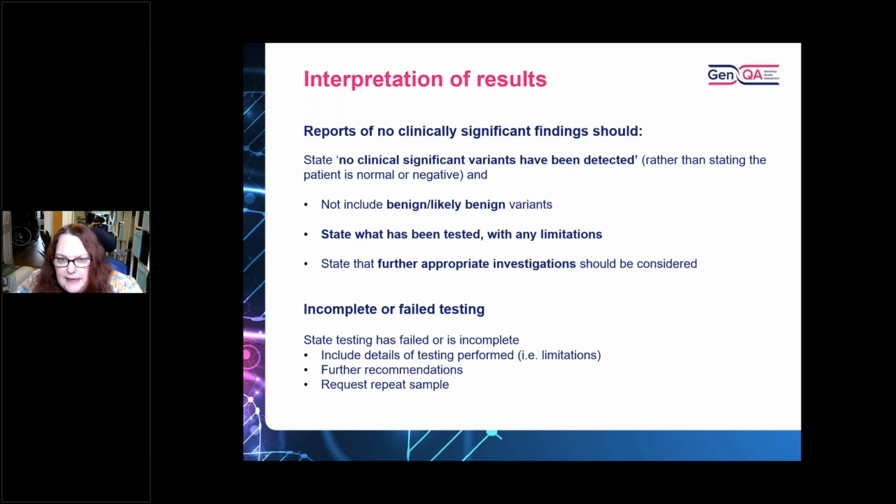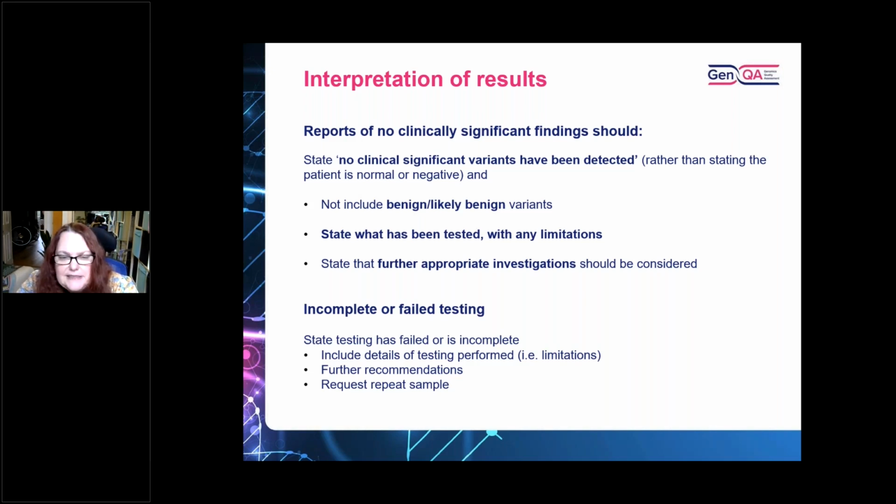It's really important how we report no clinically significant findings. The report should say that you haven't found a clinically significant variant, not normal or negative. You shouldn't really be including benign or likely benign variants, because that will just cause confusion. You need to have stated what has been tested with any limitations. What might the test have missed if we've got a negative result? Because it might be our test has not tested something that represents 10 or 20% of variants in a particular gene, in which case you probably want to do further appropriate investigations.